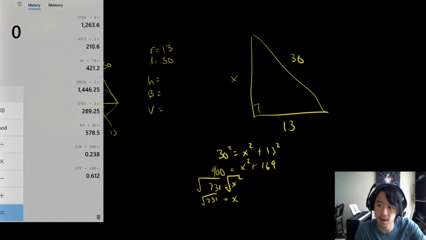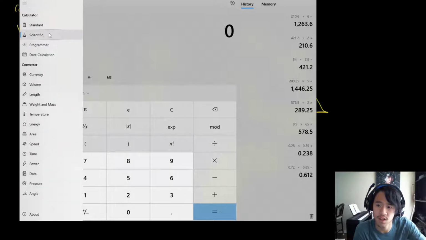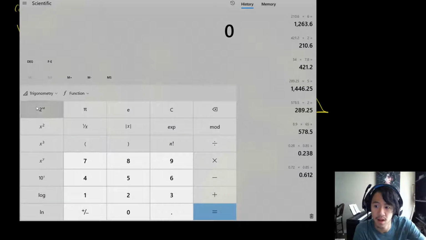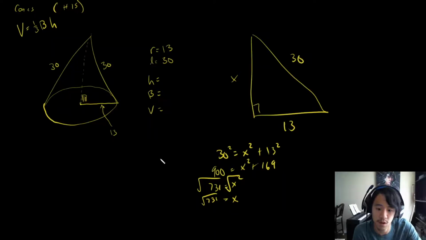Here's our desktop calculator. You might be like, oh, wait, there isn't a square root. Well, first of all, you want to be in scientific, I think. So if you click this, you should go to scientific. You click second, and then you are going to type in 731 and then press square root, and you're given that it's 27.04. So let's go ahead and round to 2 decimal places, 27.04. So our height is going to be 27.04.